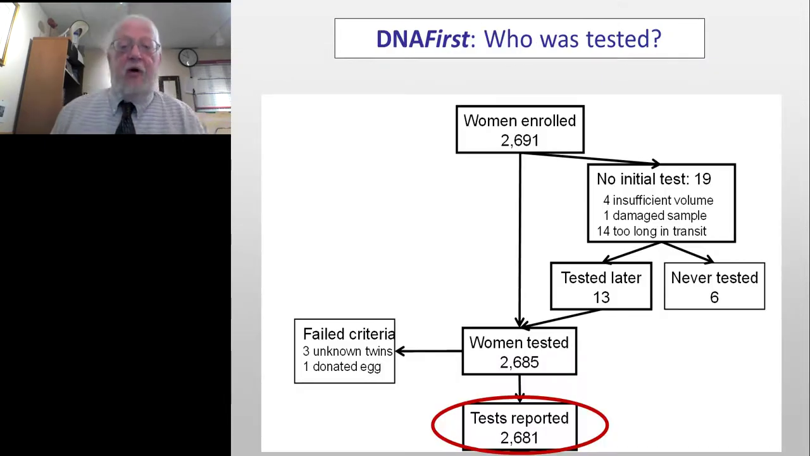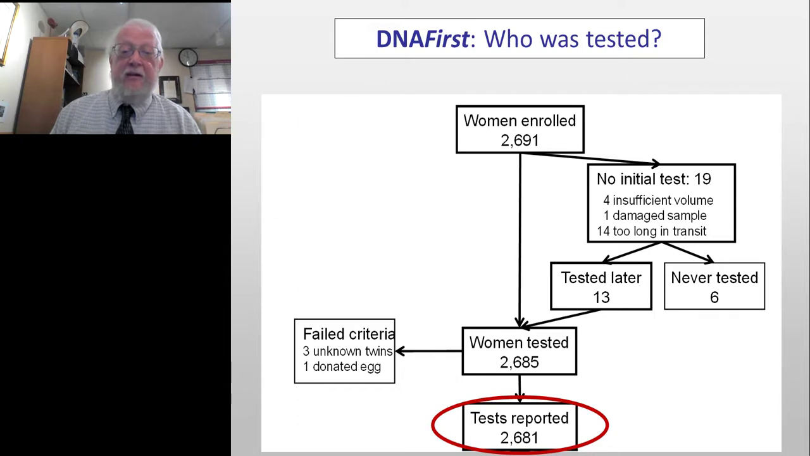So what happened? Well, overall, 2691 women enrolled. 19 of them never got an initial test result, mainly because FedEx lost one of our packages that was being sent to the laboratory. We didn't do the testing in-house. It was done in a commercial laboratory. But 13 of those 19 came back later.